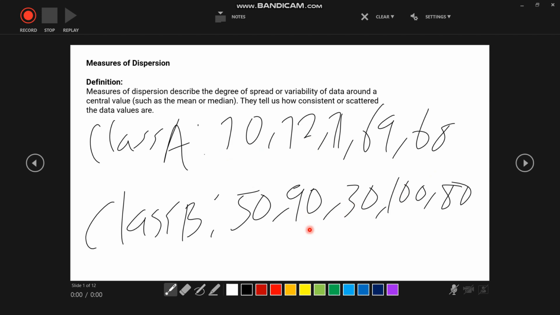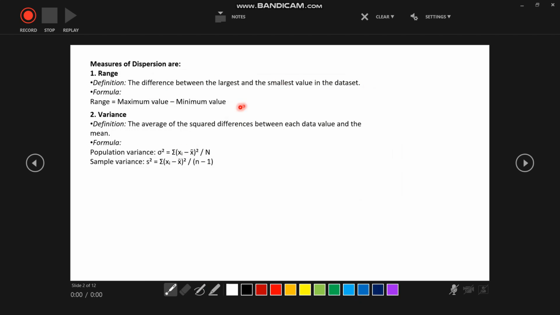So class A shows more consistency among the students' scores, but class B shows variability, and that is what measurement of dispersion deals with. It tells us how stable, how consistent data sets are. Now the measures of dispersion we have are: one, range. Range is simply the difference between the largest and the smallest value in a data set. The formula is maximum value minus minimum value.